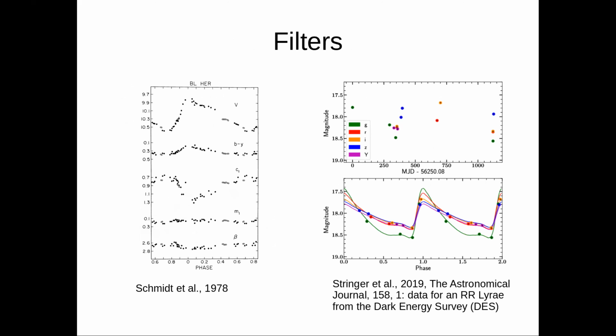We have to have in mind that observing variable stars in different filters means that you see a different light curve. So when it comes to classification, for example, it is very important to keep in mind that different filters produce different light curve shapes.